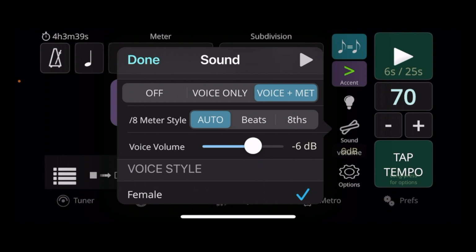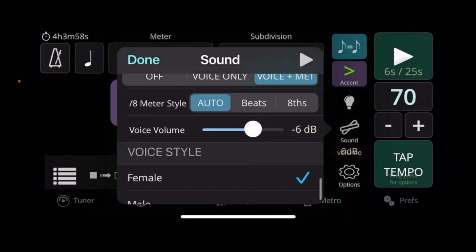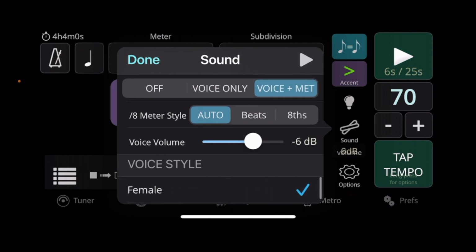I thought this would be great for anybody just beginning their rhythm journey and reading music, to know where they are in each measure by somebody actually saying 1, 2, 3, 4 throughout the entire exercise. You'll know exactly where you are in the measure. You'll know exactly when the new measure starts, and so forth. So here I've chosen a volume of -6 dB, and I've chosen a female voice. I just want to show you what that sounds like.